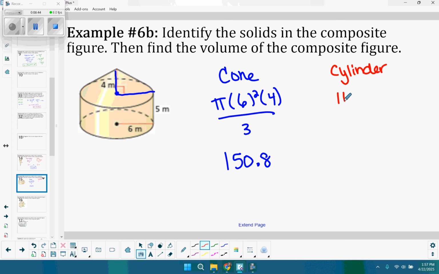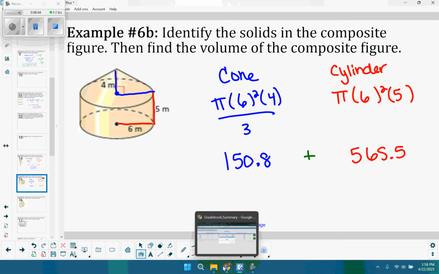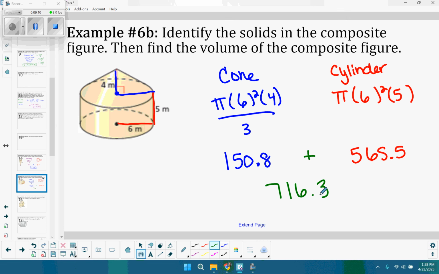My cylinder is pi r squared h. So the r was 6. The h was 5. So this volume is 565.5. So if I add those two together, I get a total volume of 716.3 cubic meters.